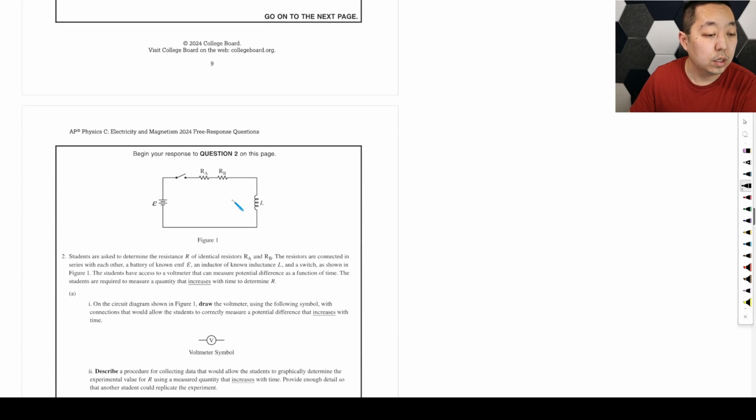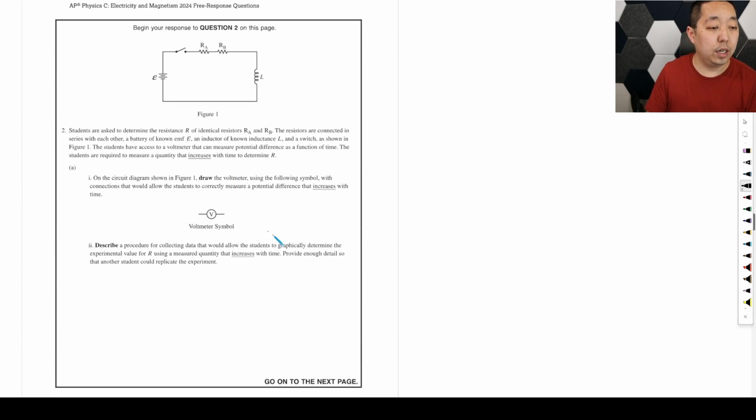Okay. All right, number 2, circuit question. Students, it's almost the exact same problem as set 1. It's just series resistance instead. Determine the resistance R of identical resistors RA, RB. The resistors are connected in series. So we want to measure a quantity that increases.